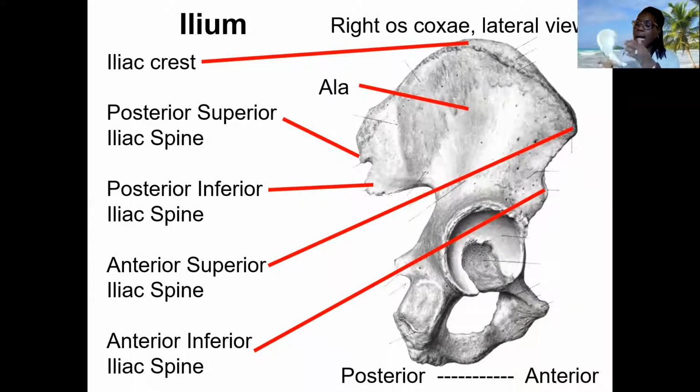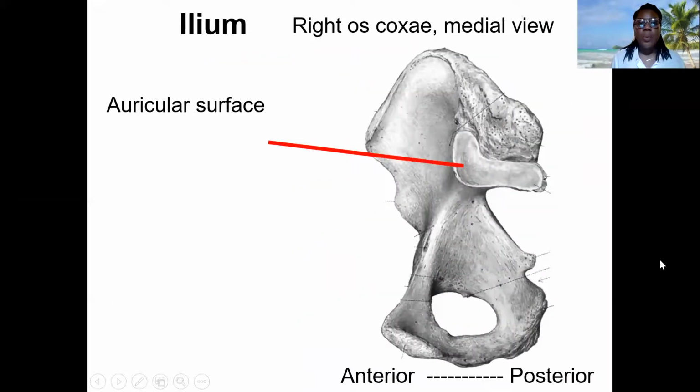We've also got the ala of the ilium. The flat surface of the ilium is called the ala. And then we also see the auricular surface of the ilium. The auricular surface is where the ilium actually articulates with the sacrum. Again, bearing that in mind, this is only one half of the hip bone. We've got the other half of the hip bone, and in the middle, we've got the sacrum, which is a part of the axial skeleton that we talked about last week.